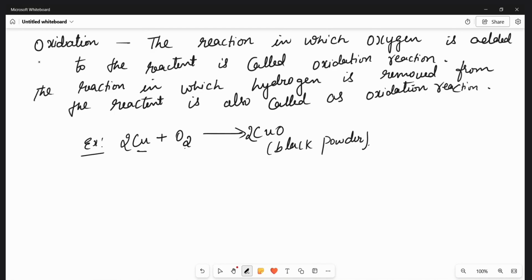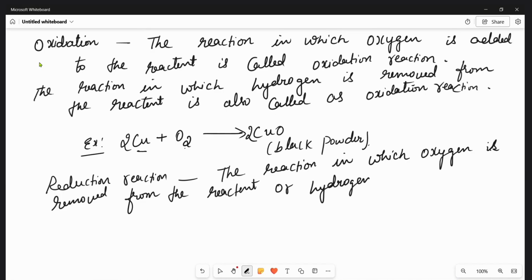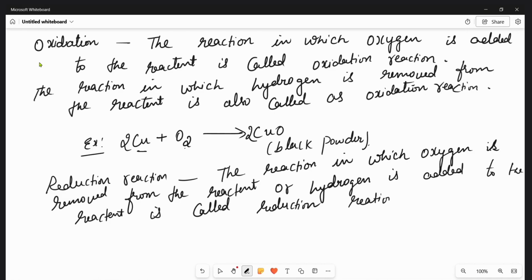Next comes the reduction reaction. The reaction in which oxygen is removed from the reactant, or hydrogen is added to the reactant, is called a reduction reaction.